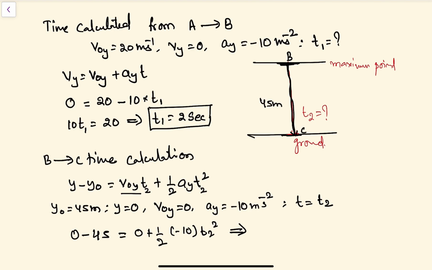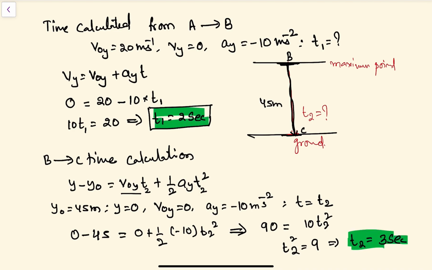You will get 90 is equal to 10 t2 square. T2 square is equal to 9, so t2 is equal to 3 seconds. So t1 is 2 seconds, t2 is 3 seconds. So what is the total time? t1 plus t2. Total time t is equal to t1 plus t2, which is 2 plus 3, 5 seconds, which is asked in the exam.